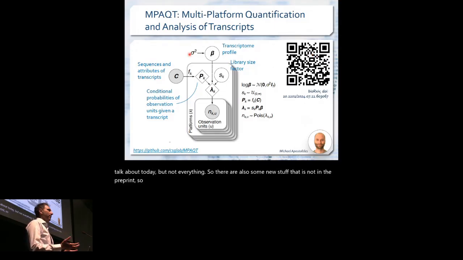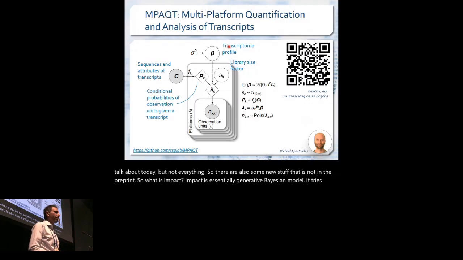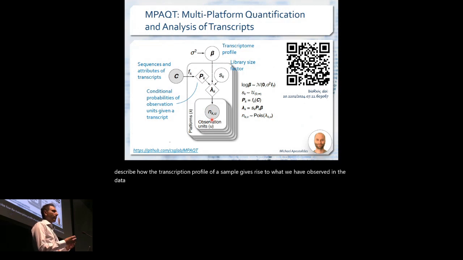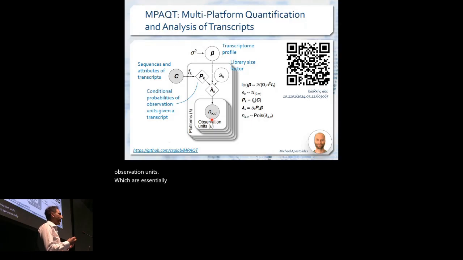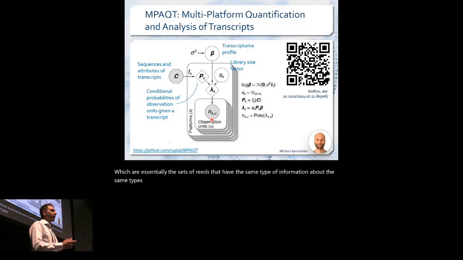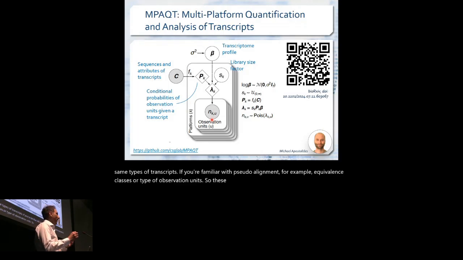So what is MPACT? MPACT is essentially a generative Bayesian model. It tries to describe how the transcriptome profile of a sample gives rise to what we have observed in the data. In short-read RNA sequencing, we observe short reads. We can group them into these observation units, which are essentially the sets of reads that have the same type of information about the same types of transcripts. If you're familiar with pseudo-alignment, for example, equivalence classes are a type of observation units. So these are reads that can map to multiple different isoforms in the same way.